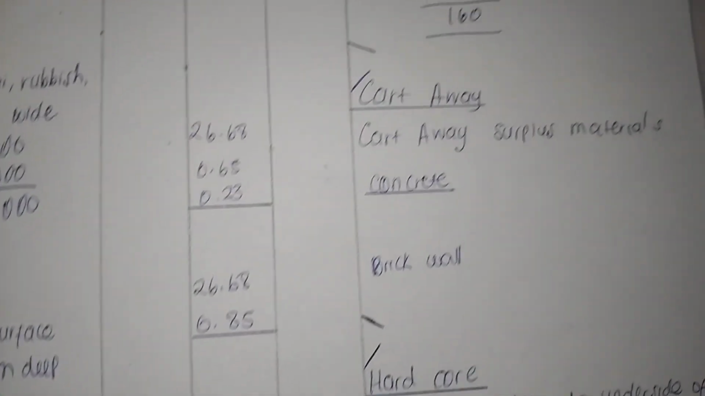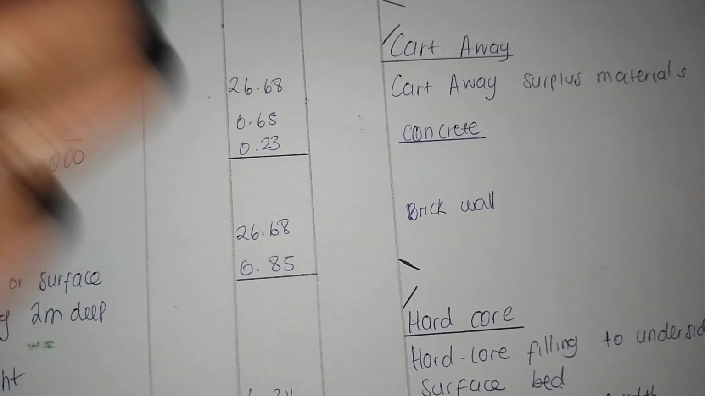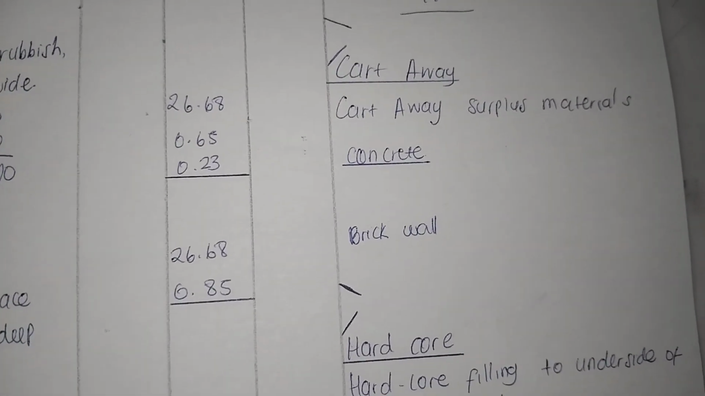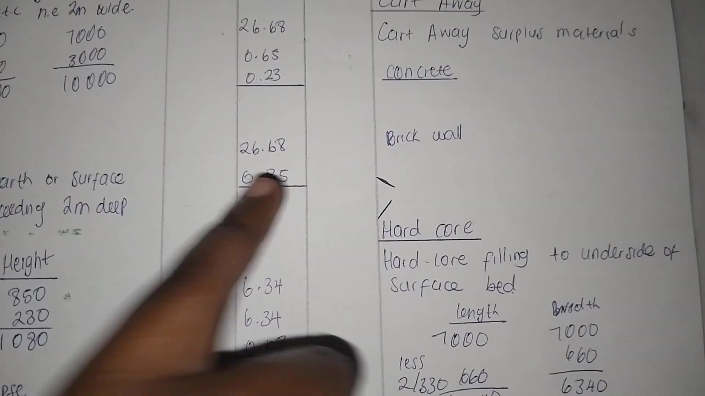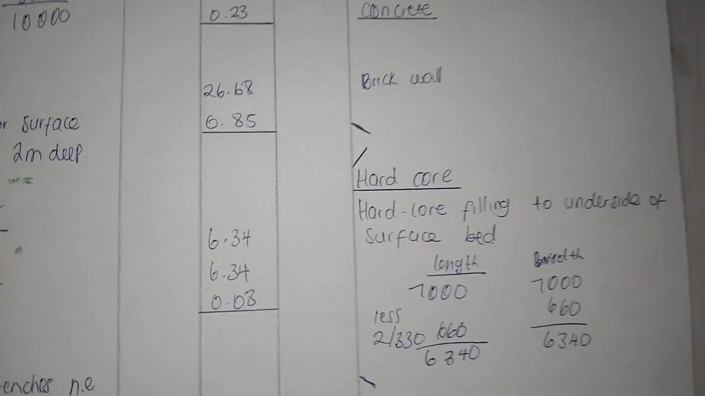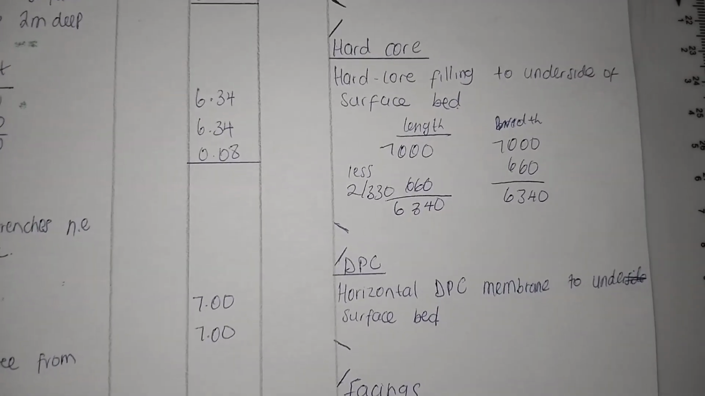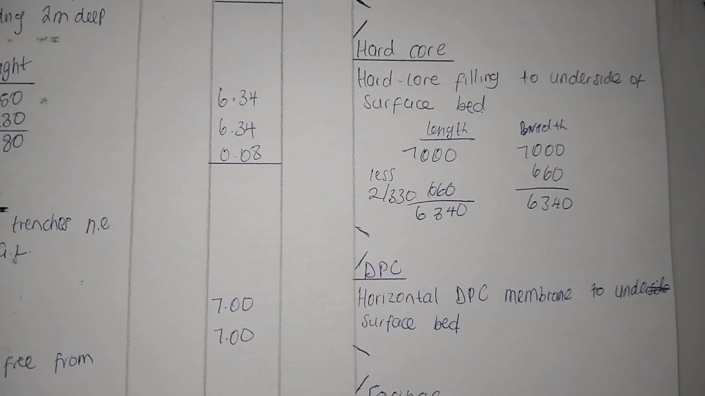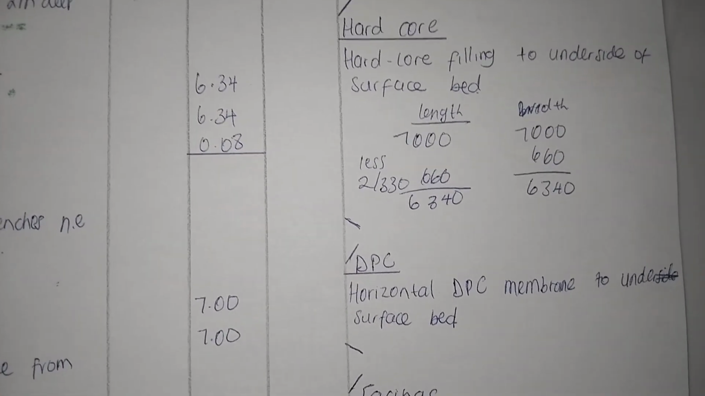Okay, and then we have for the cutaway surplus material, we do for the concrete, and we also do for the brick wall. As you can see, I feel like this one is self-explanatory, it's visible. And then we come to the hardcore. Remember, after writing your calculations, you close. So coming to the hardcore filling to underside of surface bed, and so on. You write your descriptions. You have to know them by heart. You have to know how to write them properly, right?